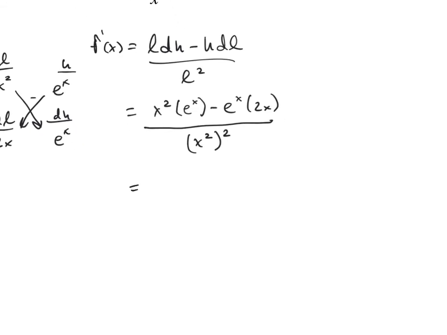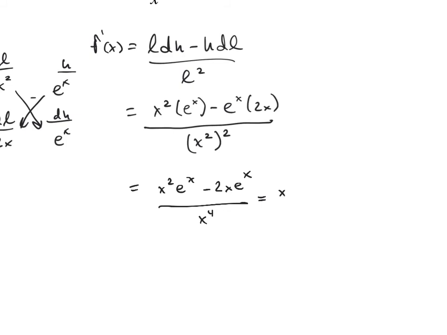Let's clean that up a little bit. So it'd be x squared e to the x, e to the x, minus 2x e to the x, all over, well, x squared squared. When you raise a power to a power, you multiply them, so that'd be x to the fourth. We do have to simplify here, we do have to be careful, so I want you to look in that numerator between x squared e to the x and 2x e to the x. What do you have in common?